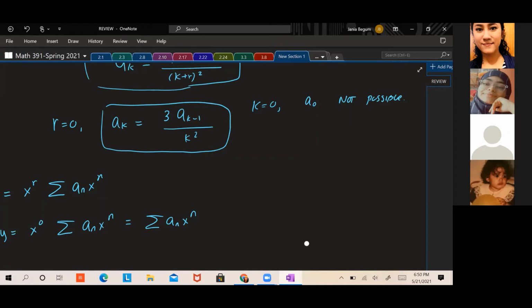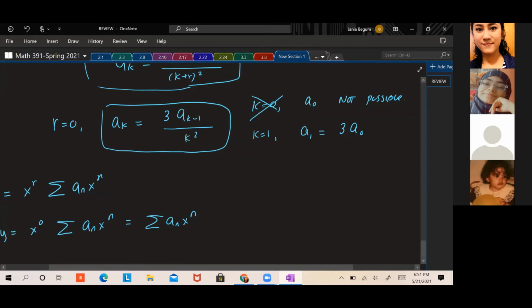Right, so k equals 0, well, that's a silly case, right? Because we get an undefined coefficient. So let's go to k equals 1. So that will give us a sub 1. So a sub 1 is going to be 3 times a sub 0 over 1 squared, which is going to be 0 because a0 doesn't exist. So I'm just going to say 0. What about k equals 2? If k is equal to 2, we get a sub 2.